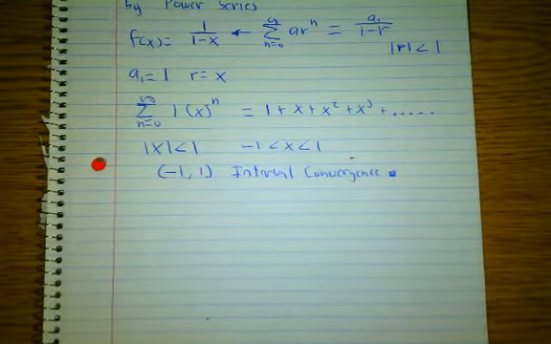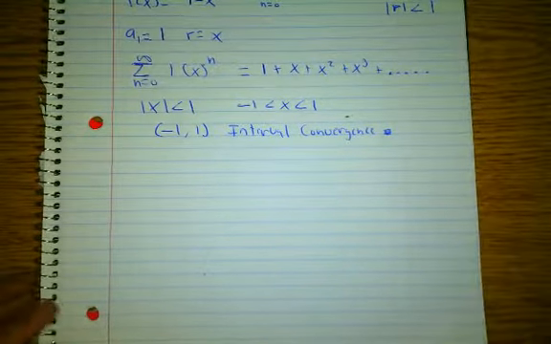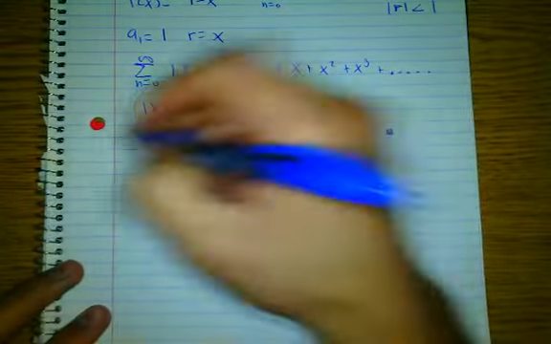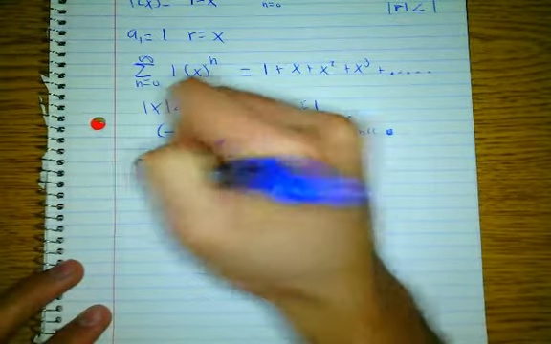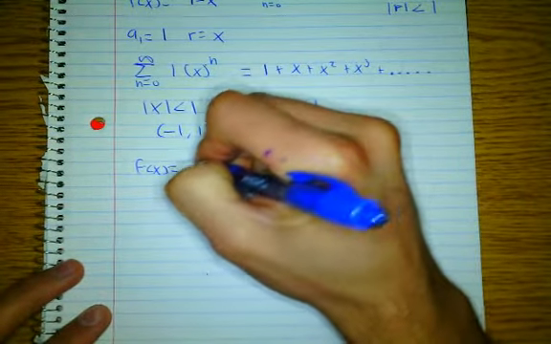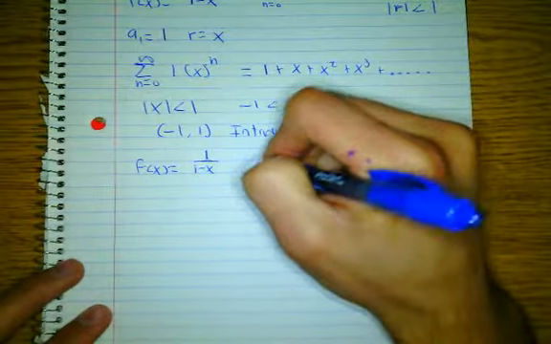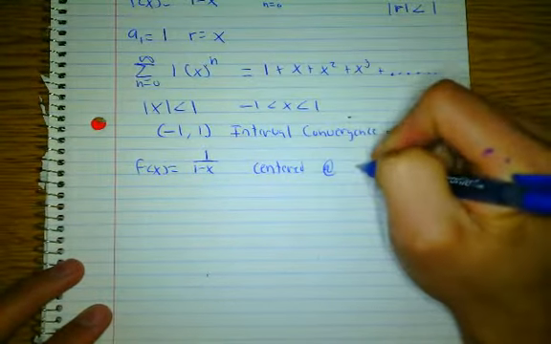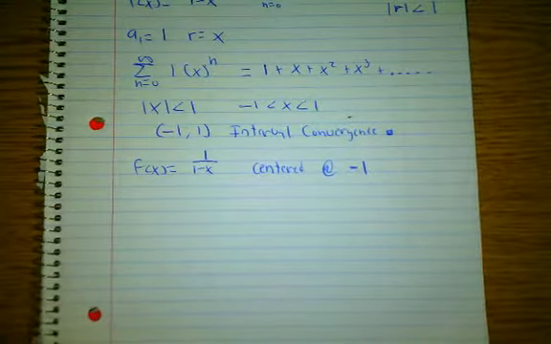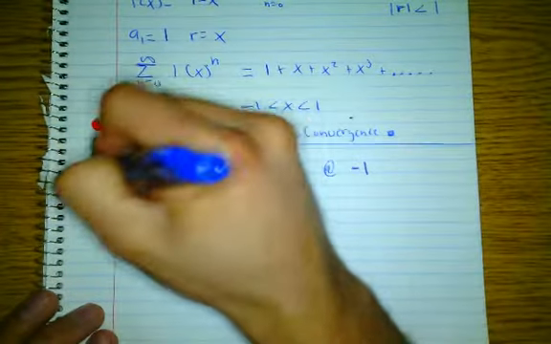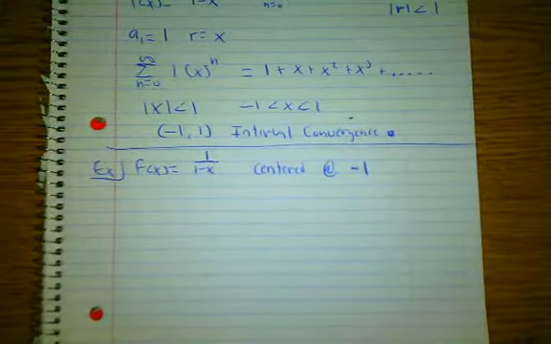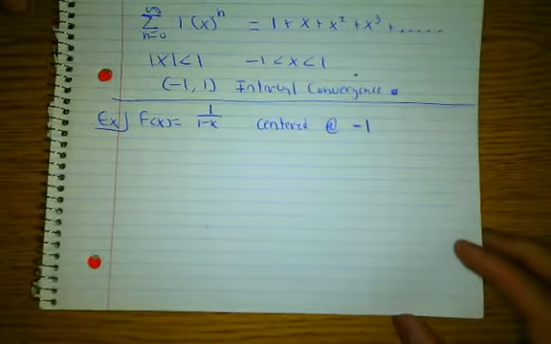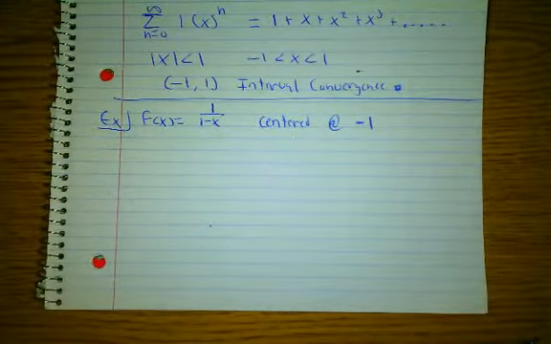Alright, so we're going to take the exact same problem. I have f of x equal to 1 over 1 minus x, but this time I'm going to be centered at negative 1. So this is a completely separate problem. Example number 2: I have that same function, but this time I'm going to be centered at negative 1.